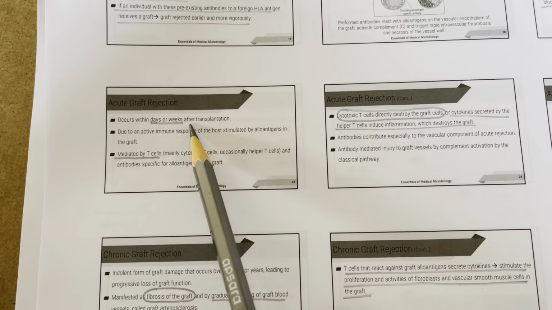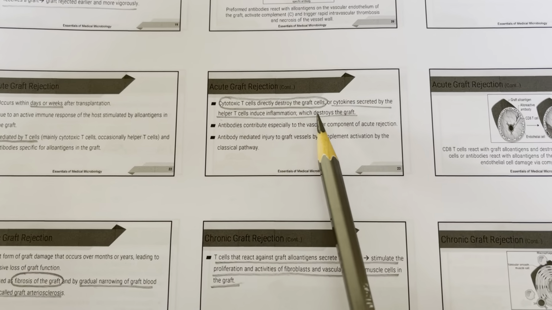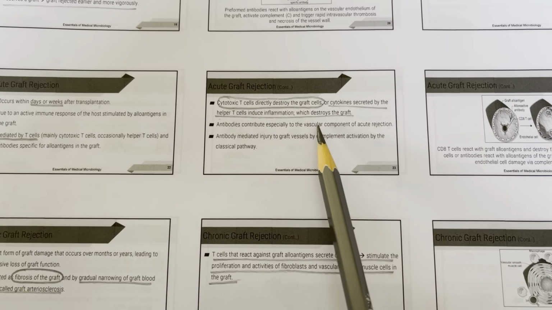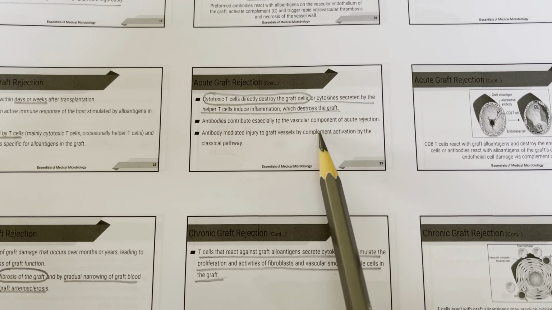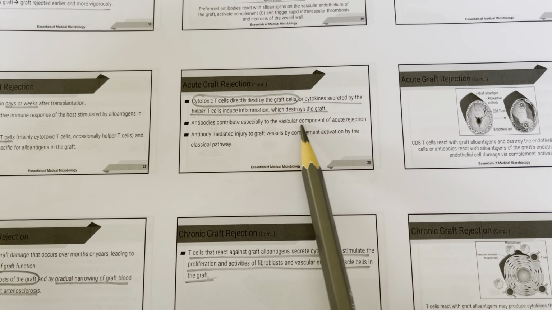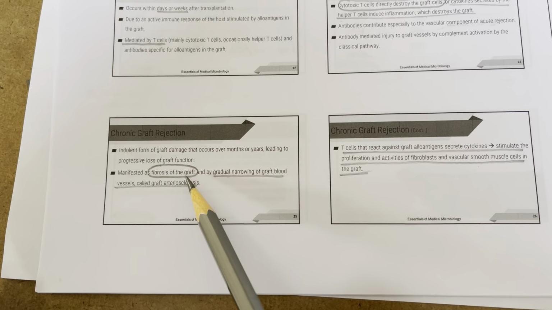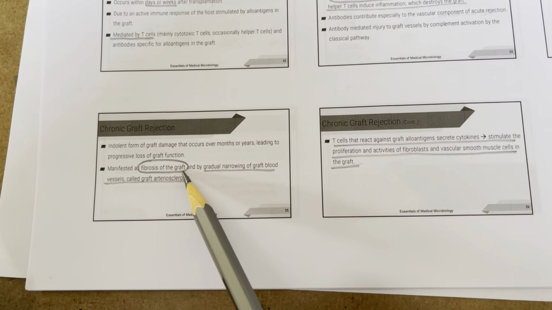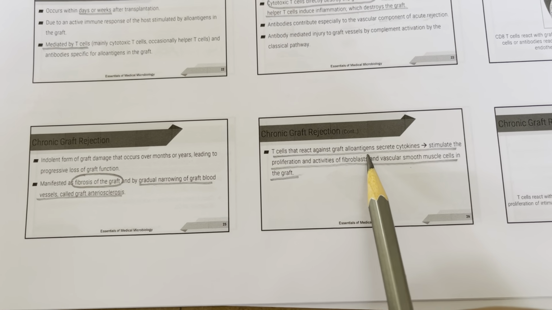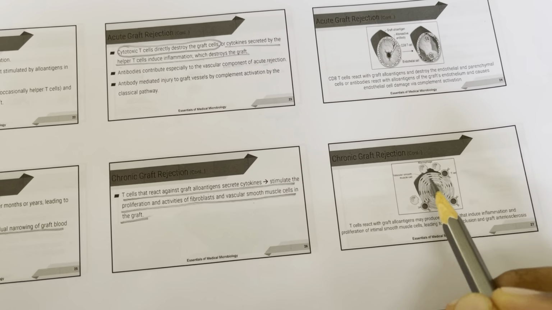Next, acute graft reaction. It is mediated by cytotoxic T cells. What they do is directly destroy the graft cells, or cytokines secreted by them induce inflammation which destroys the graft. Antibodies also contribute, especially to the vascular component of acute rejection. Next, chronic rejection. It is manifested as fibrosis of the graft. T cells that react against the graft alloantigens secrete cytokines which stimulate the growth of fibroblasts and vascular smooth muscle cells within the graft.